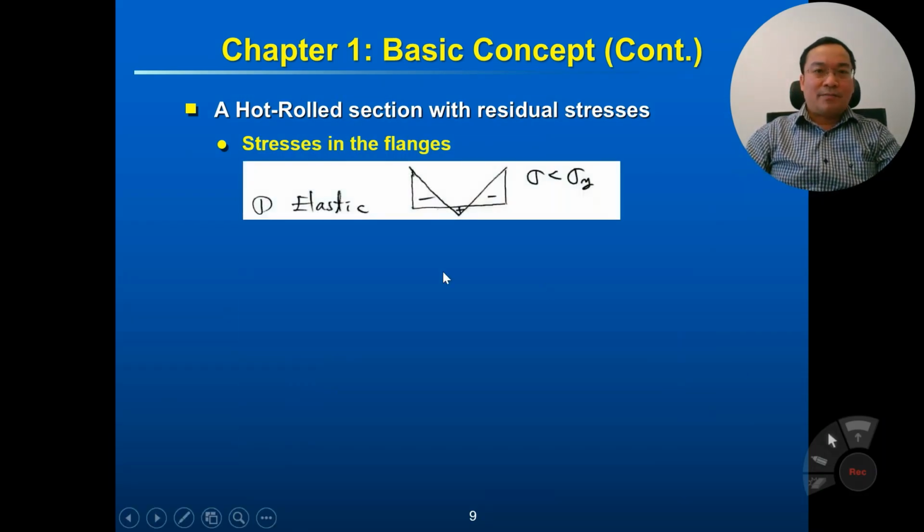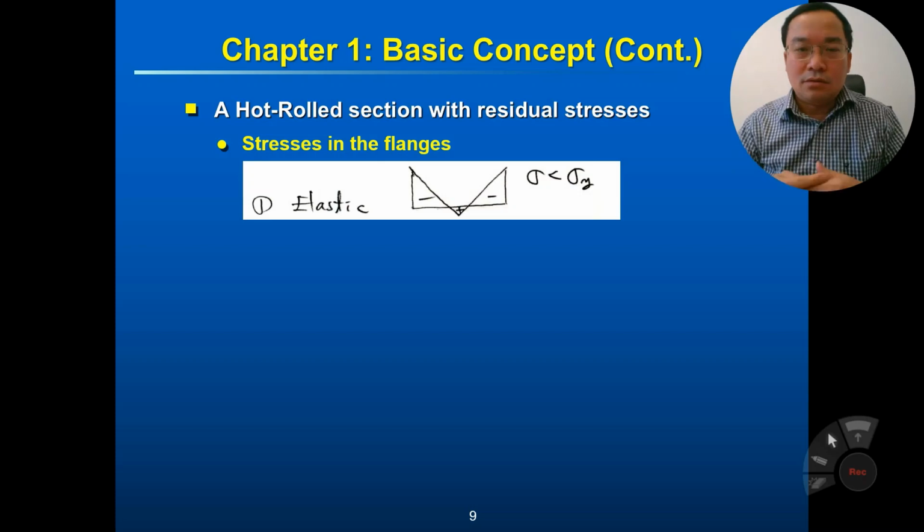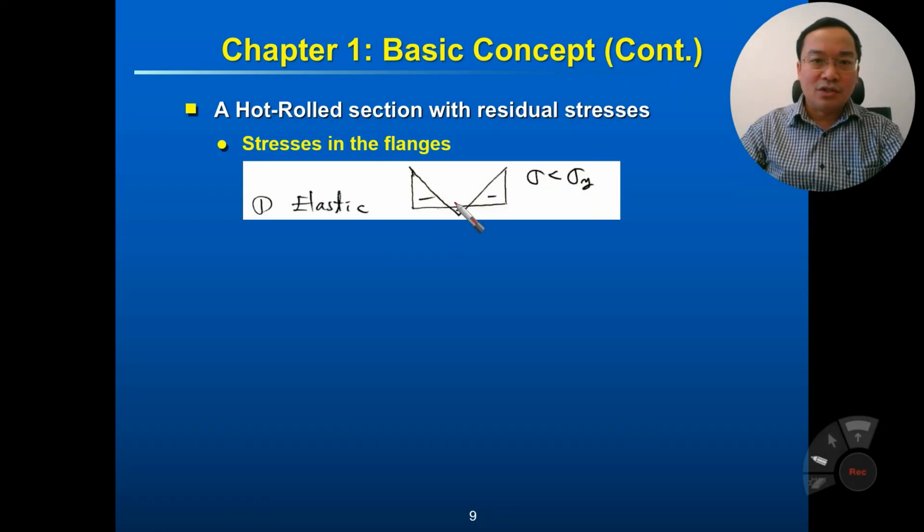Stress in the flank. Only the flank can be considered, because the web will be similar to this part of the flank, so we don't need to consider the web. In the flank, in the elastic phase, this is tension and this part is compression, and sigma here is smaller than sigma y. It is elastic.